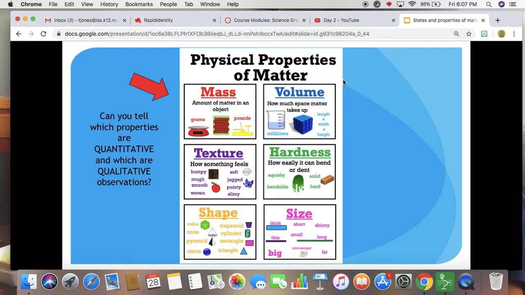So when we find the mass, how much it weighs, we find the volume, how much space matter takes up. We can see its texture, is it bumpy or rough or smooth? Its hardness, is it squishy, is it solid, hard, malleable, bendable? Its shape, cube, cone, rectangle, triangle, and of course its size, short, skinny, thick. These are all physical properties of matter, things that I can see and I can feel, I can taste, I can touch.